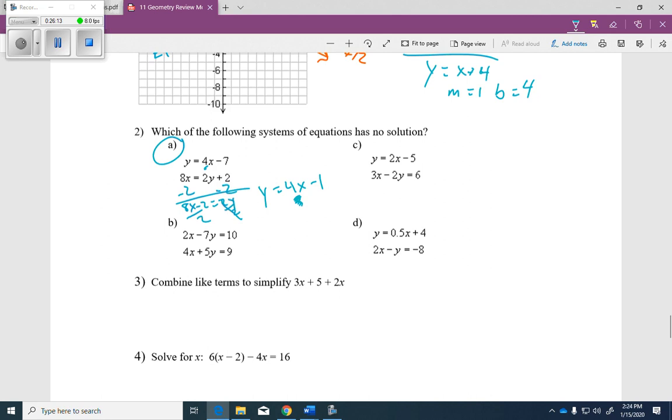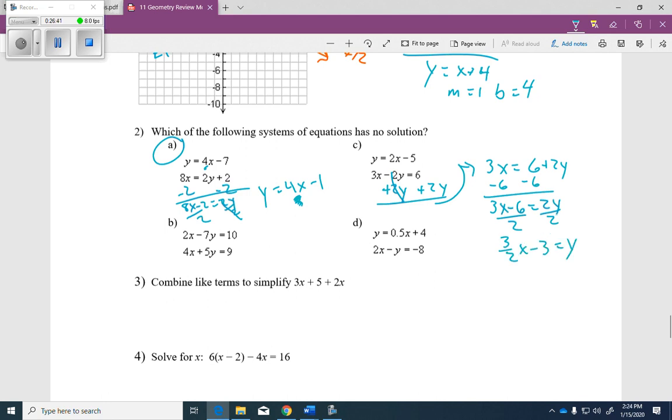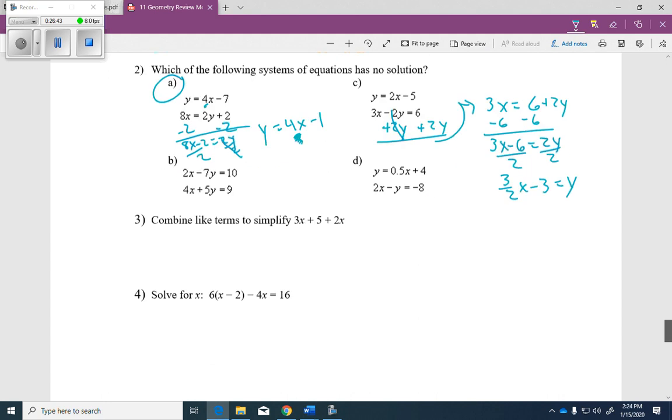So all the others, I guess their slopes are different. I guess they're not the same. Let's just prove it with maybe a couple. So 3x equals 6 plus 2y. Subtract 6, and divide by 2. Yeah, look at that. The slope is 3 over 2. So that doesn't work. So I guess the answer is choice A. I'm not going to do them all.